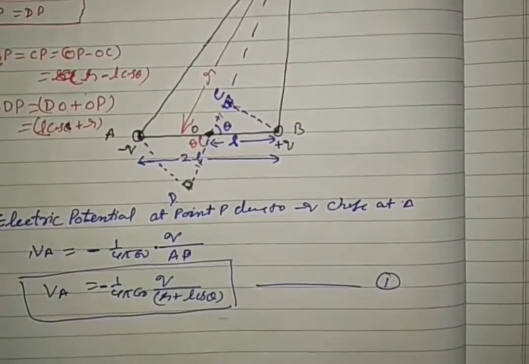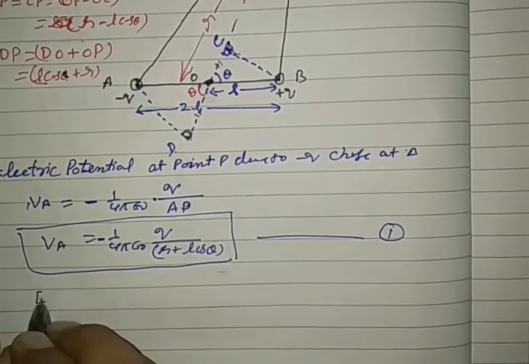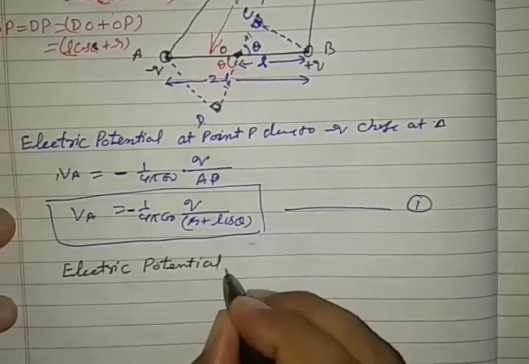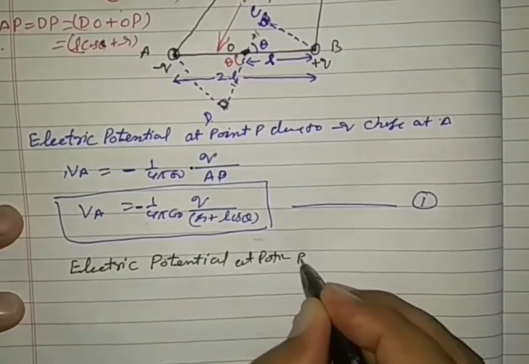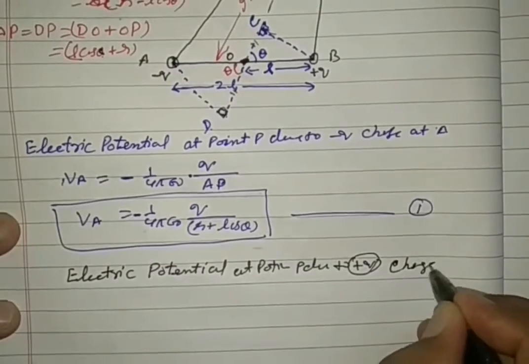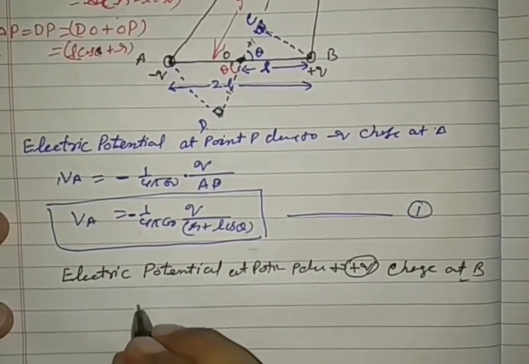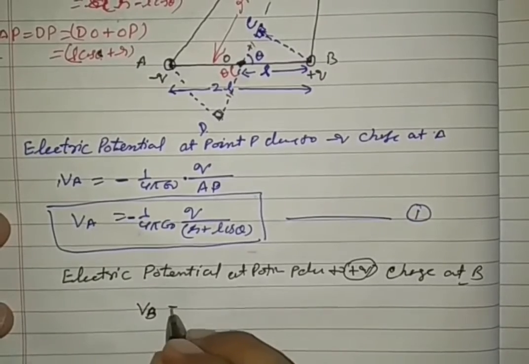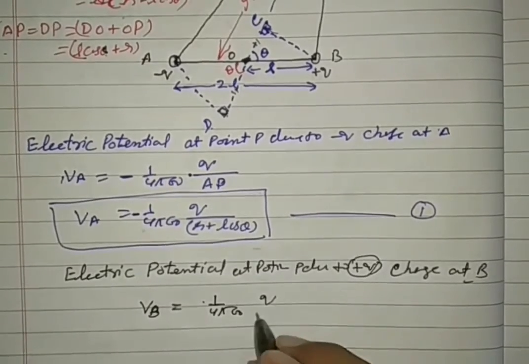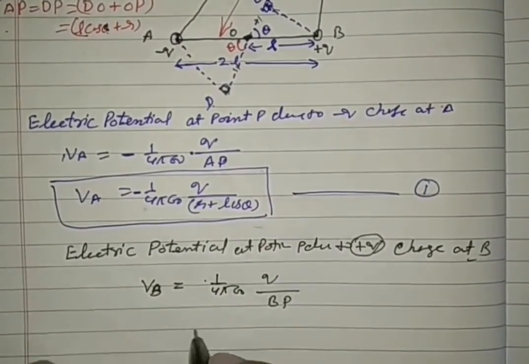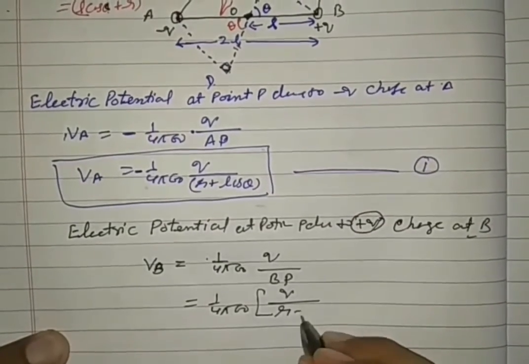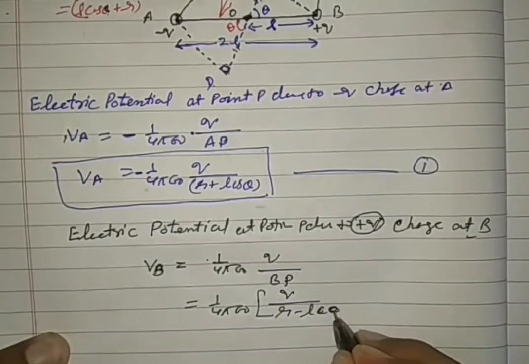Now come here. The electric potential at point P due to the positive charge at B: this is a plus sign, 1 upon 4 pi epsilon 0 times Q by the distance BP, which is R minus L cos theta.